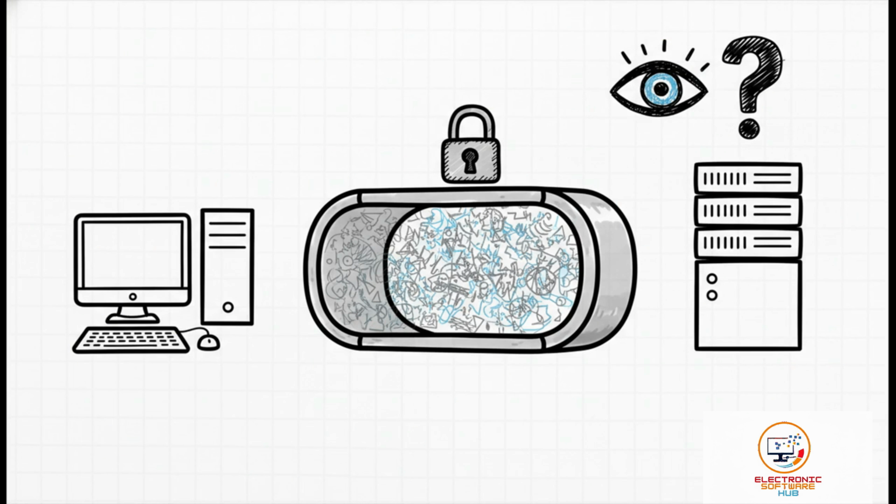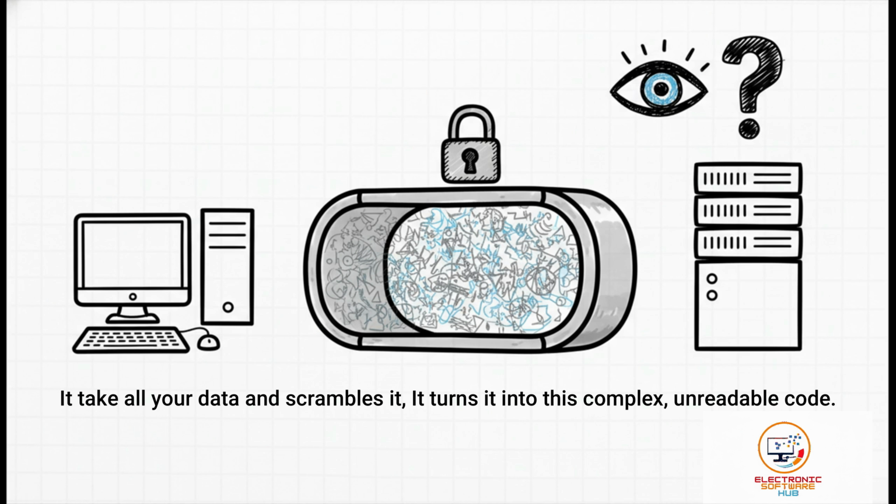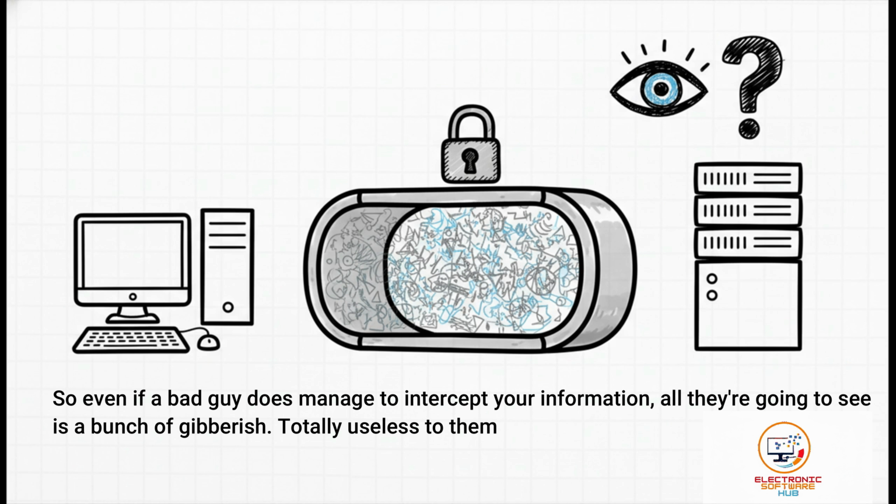So how does this whole secure tunnel thing actually work? Well, it uses something called encryption. Basically, it takes all your data and just scrambles it. It turns it into this complex, unreadable code. So even if a bad guy does manage to intercept your information, all they're going to see is a bunch of gibberish. Totally useless to them.